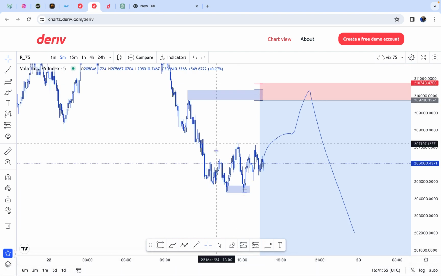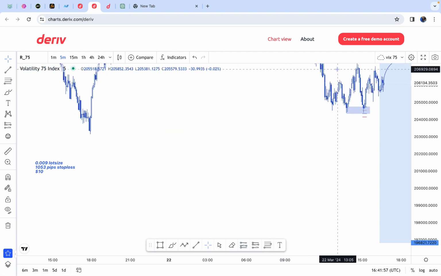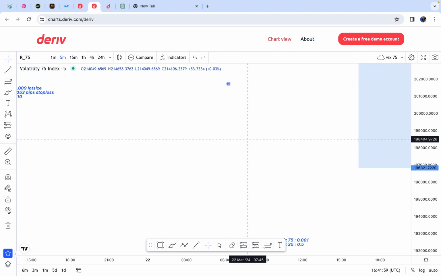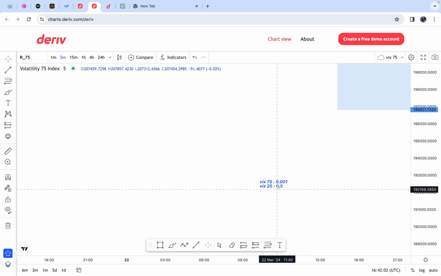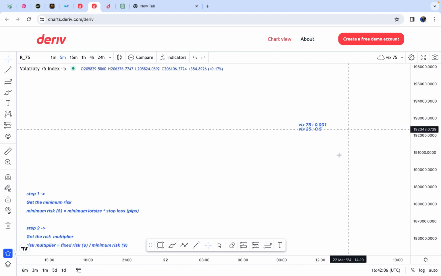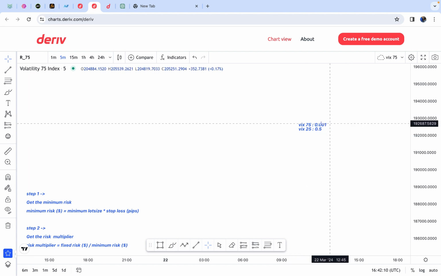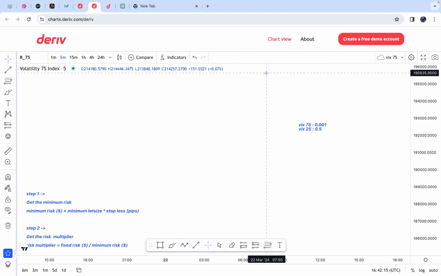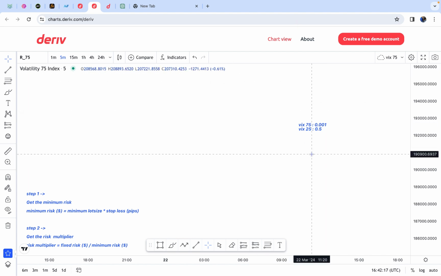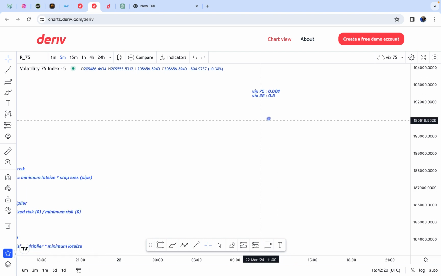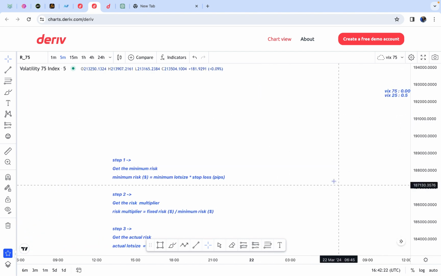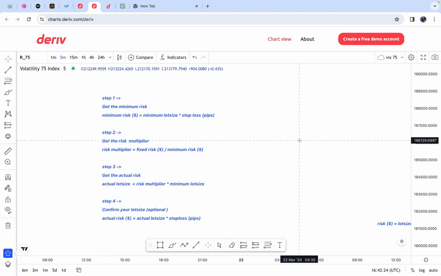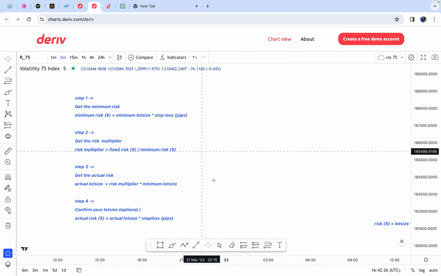The first is the stop loss of this particular trade, being 1018, and then the lowest lot size for VIX 75 being 0.001, and the lowest lot size is 0.5 for VIX 25. You don't really need to cram this on your MT4, MT5. If you try to take a trade lower than this, you'll just see an error. You can bring it up, search it up, or write it down somewhere until you get used to it. Now for you to calculate your risk, this is the step.